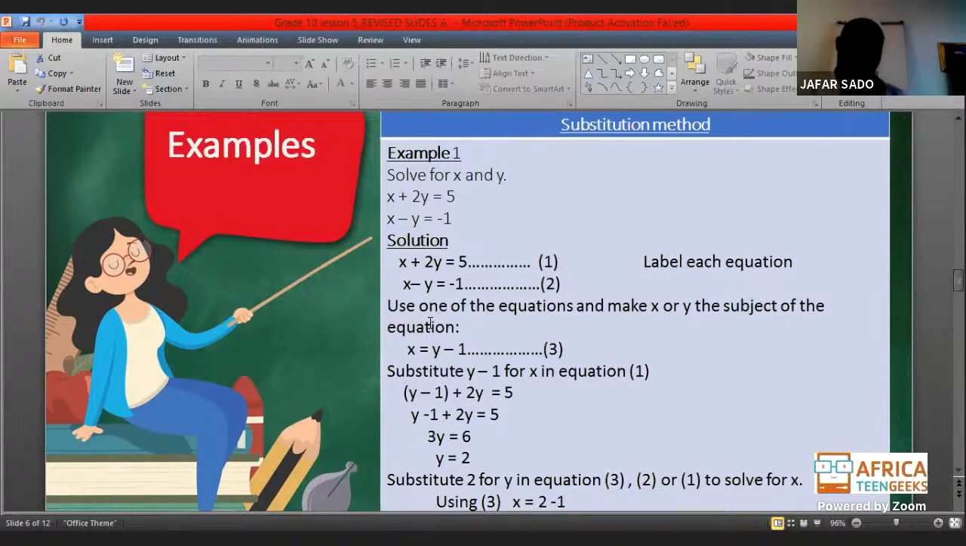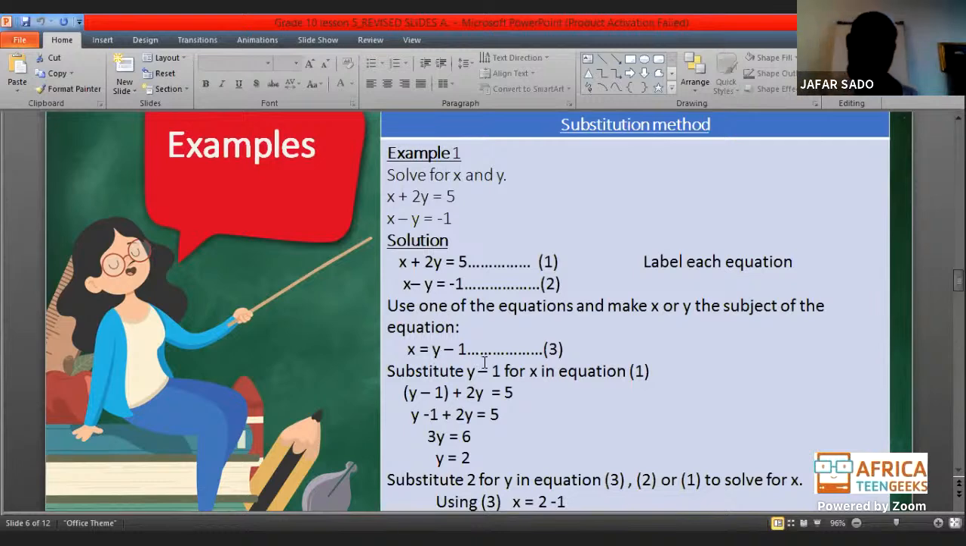What do we mean? We try to isolate the x, to make the x stand alone, separate. How do we do that? We just transpose negative y to the other side to become positive y. So we have x equals y plus 1. You understand? We can name that equation 3.